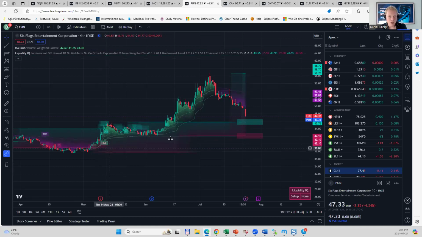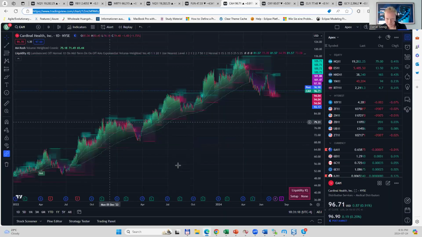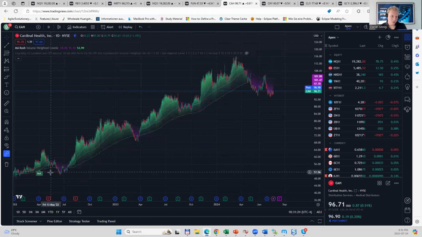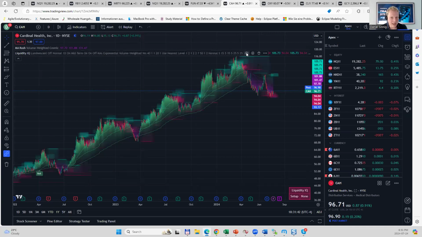All right, so this is fun. Great setup. I really enjoy this setup. And one more time, what do we have here? Cardinal Health. All right, so a very bullish stock. You can see here, let me just switch this off one more time. It's been bullish since, oh my God, since March 2022. So extremely bullish, a strong uptrend. But every once in a while, a bit of a pause in trend, which are in turn great opportunities to get back into it. All right, so let me now switch on Liquidity IQ.